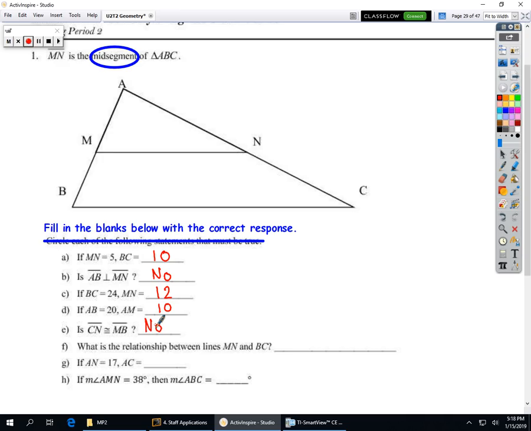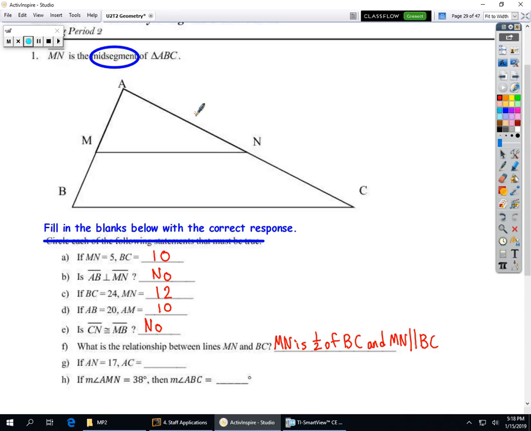F is just asking for the official definition. What is the main relationship between MN and BC? This would mean MN is half of BC, and MN is parallel to BC. So that's the definition of mid-segment. If AN is 17, what's AC?